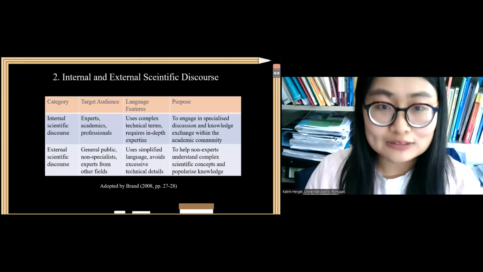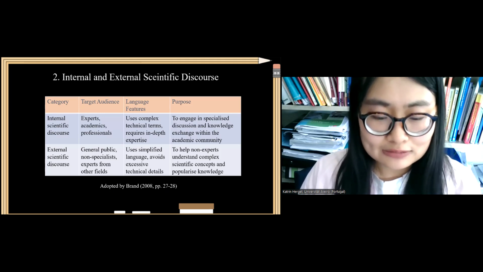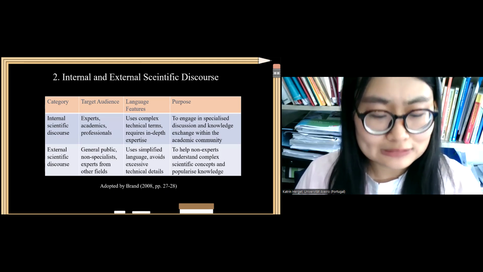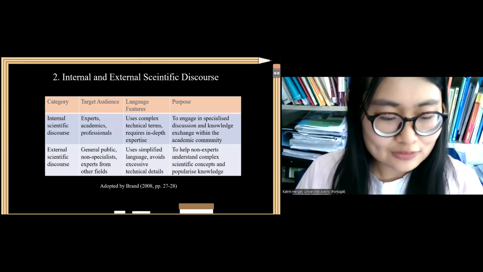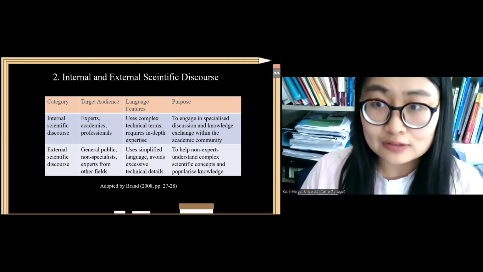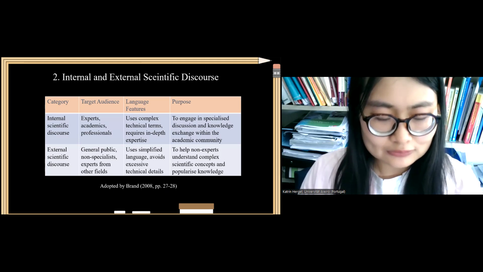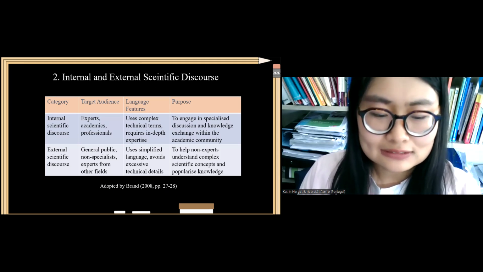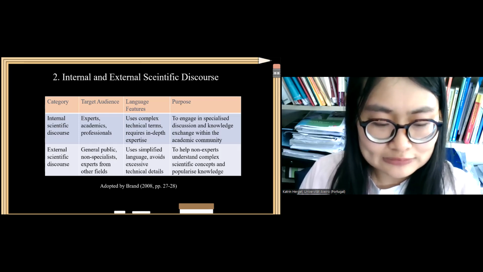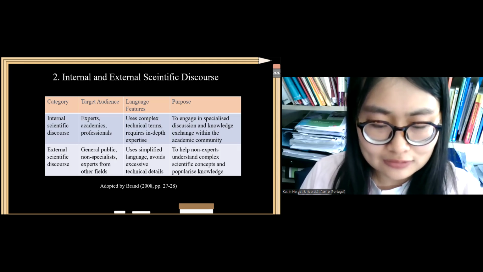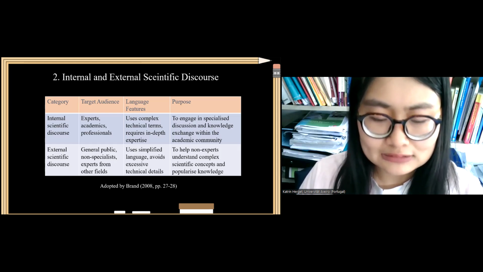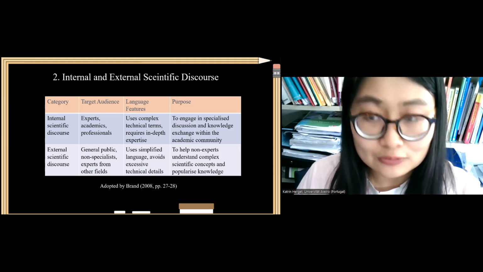According to the author Brand, scientific discourse can be divided into two main categories: internal scientific discourse and external scientific discourse, both aimed at scientific or specialist contexts, but with different target audiences and purposes. External scientific discourse is the focus of the study and is intended to communicate with the wider audience, including individuals without specific expertise in the field under discussion. Unlike internal discourse, which is aimed at specialists and requires an in-depth mastery of technical knowledge.